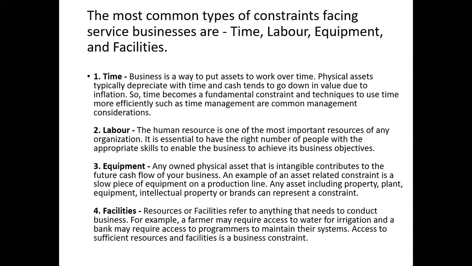Now, the most common types of constraint facing service businesses are, four types actually, and those are time, labor, equipment, and facility. The first, time. Here a business is a way to put assets to work over time. Physical assets typically depreciate with time, and cash tends to go down in value due to inflation. We know this. So time becomes a fundamental constraint, and techniques to use time more efficiently, such as time management, are a common management consideration, particularly in the service industry.